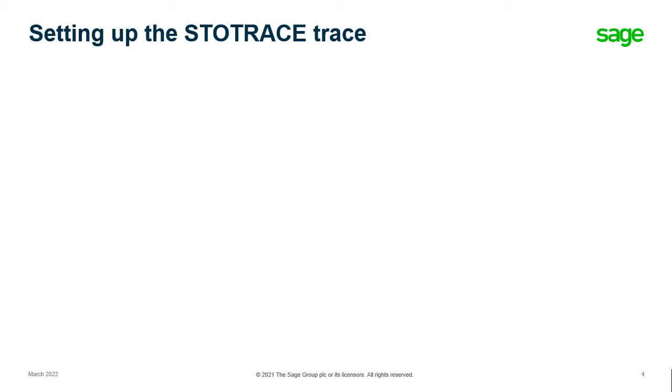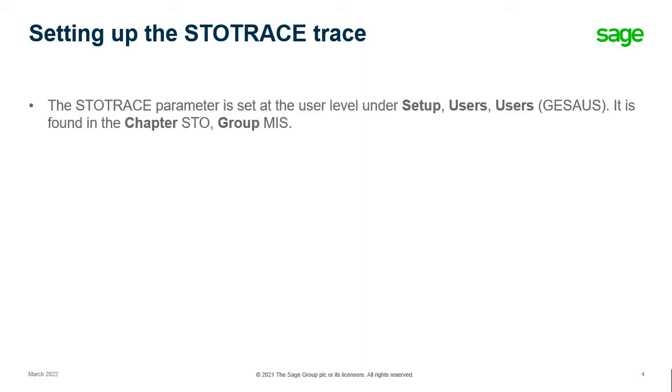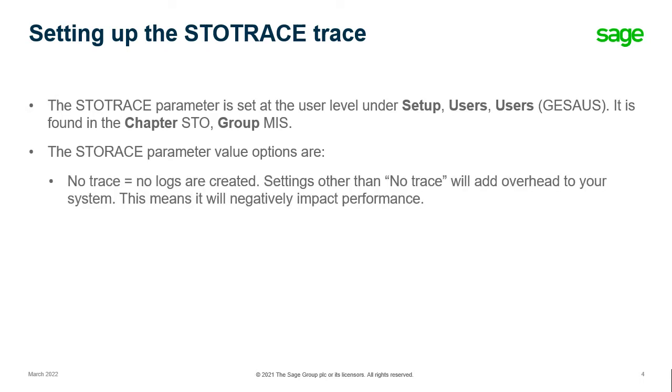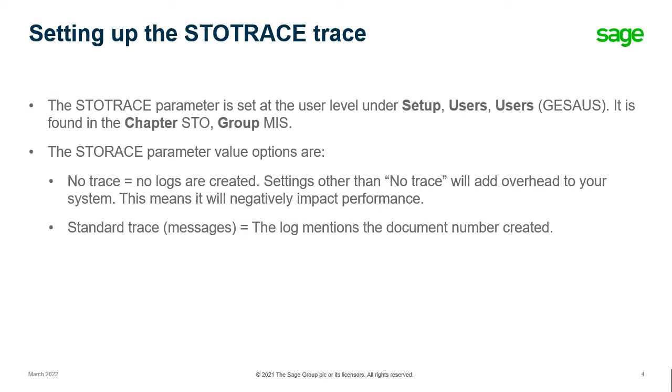Now we're going to look at setting up the STOTRACE trace. The STOTRACE parameter is set up at the user level under Setup Users. It's found in chapter STO, group MIS. The STOTRACE parameter value options are: no trace, meaning no logs are created. Now this is the default setting. Settings other than no trace will add overhead to your system. This means it will negatively impact performance.